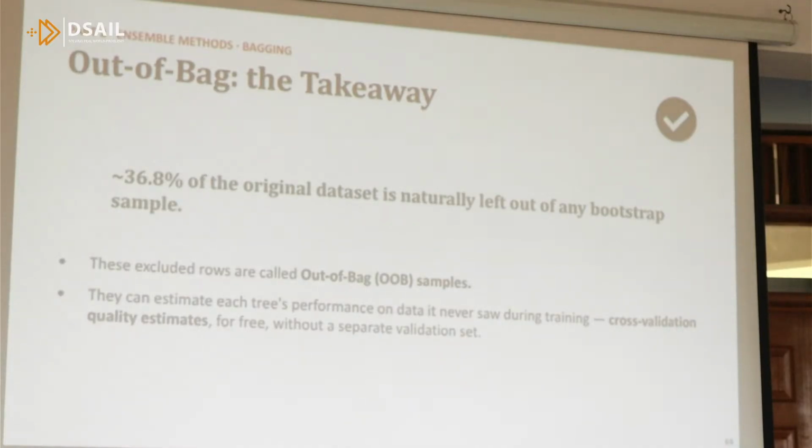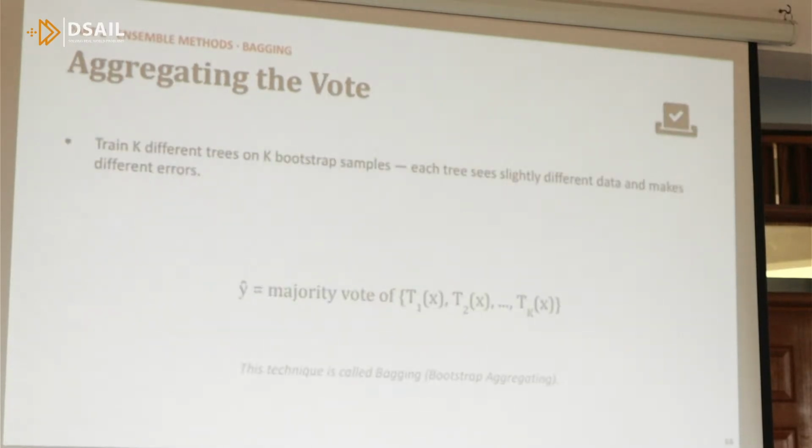And this provides a way of doing cross-validation style quality estimates without having a separate validation set. So you can evaluate each tree's performance on data it never saw during training, because of this idea called out-of-bag.